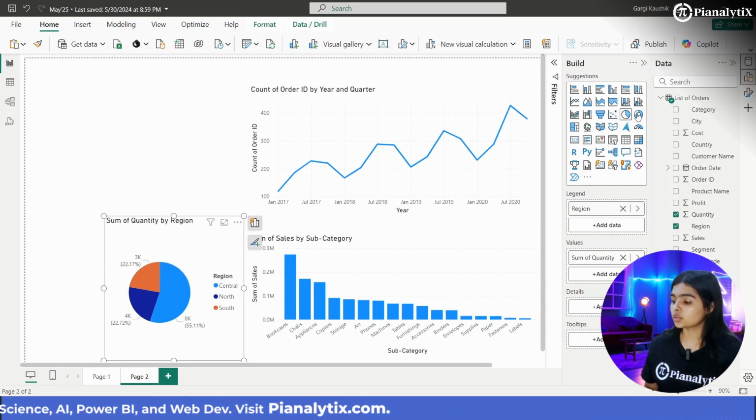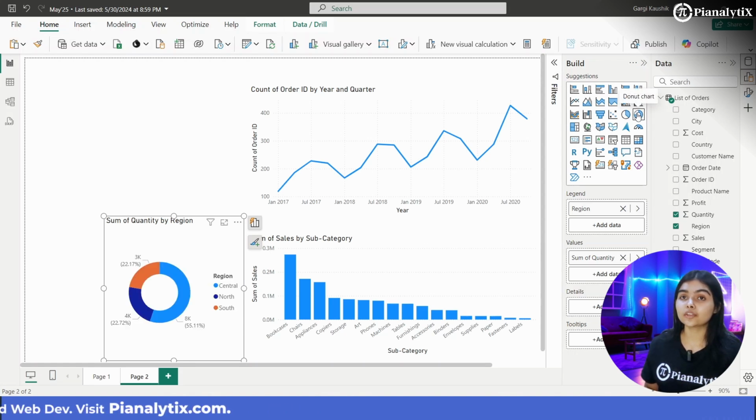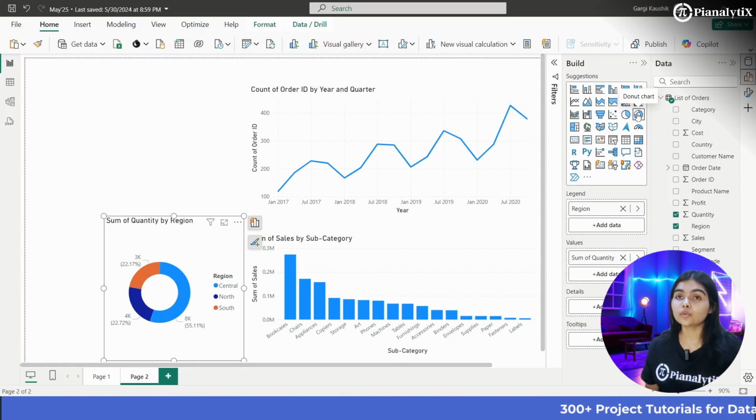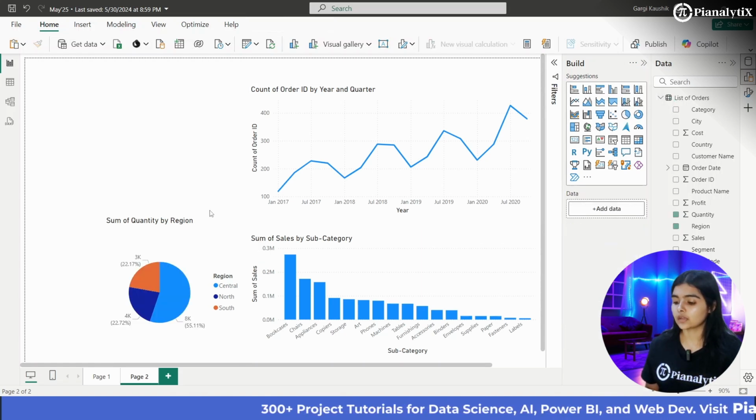And pie chart and donut chart are basically the same thing, only the shape is a little different, but the interpretation and the concept is the same. So you can use either one of the two. I prefer the pie chart personally.